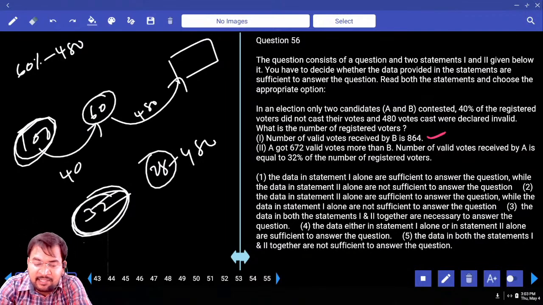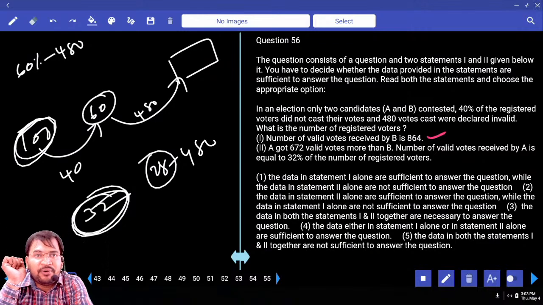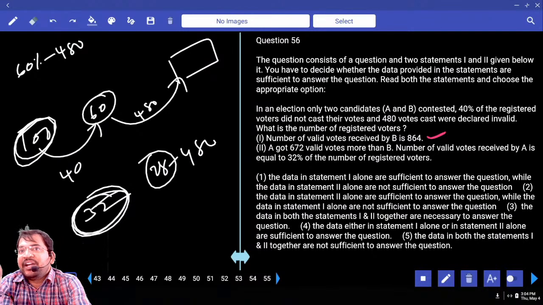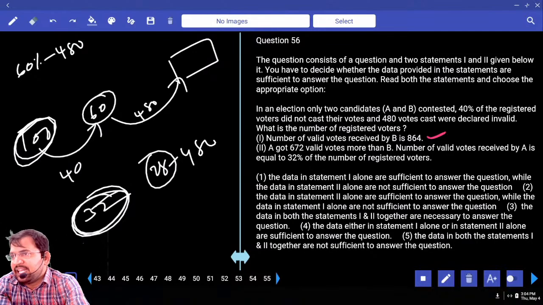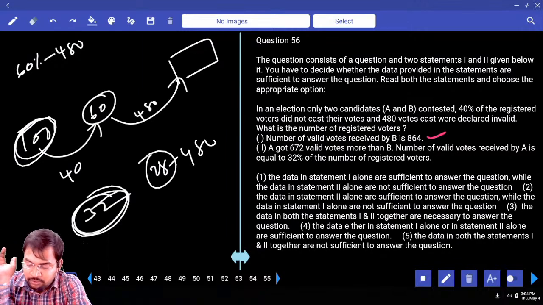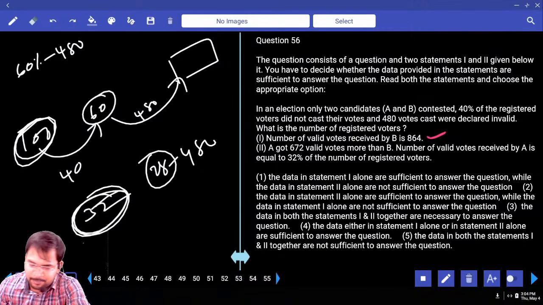If you combine both, answer is possible, right? 28% minus 480 is nothing but 864. Then 28% is nothing but 864 plus 480. Are you clear or not? Then 28% is that much value. Then 100% you have to find out. So no need to solve. But the answer is possible or not? So only both. Where is it, both? Third option.